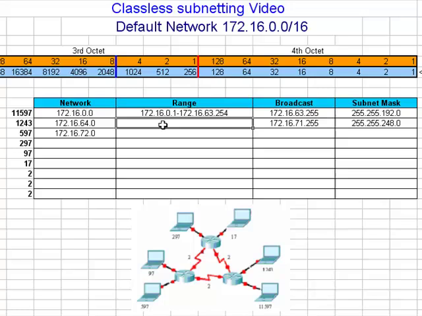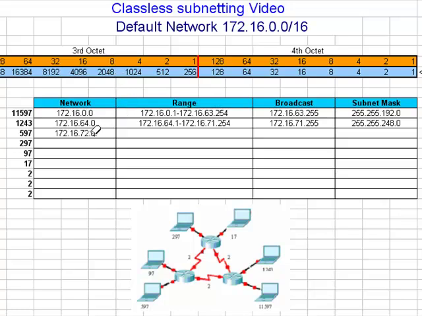Now we can put our range in, 172.16.64.1, and it's going to go to, okay, and that's that one dealt with. So now we can get rid of our line. So just rub that line out.